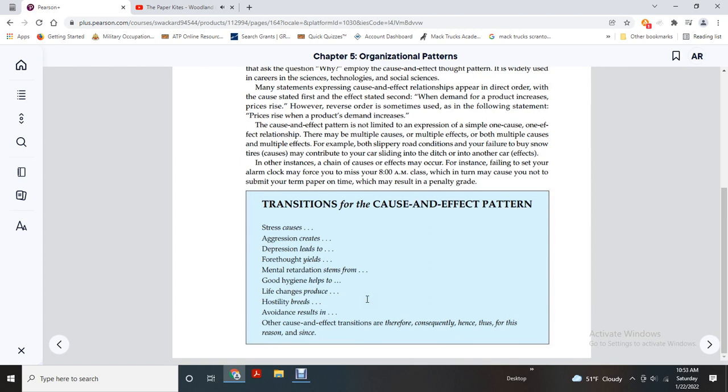Transitions for the cause and effect pattern. Cause transitions: stress causes aggression, creates depression, leads to forgetfulness, yields mental retardation, stems from poor hygiene, helps to produce life changes, produces hostility, produces avoidance, results in. Other cause and effect transitions: therefore, consequently, hence, thus, for this reason, and since. These are the transition words for cause and effect: cause, create, leads to, yields, stems from, helps to produce, breeds, results in, and therefore, consequently, hence, thus, for this reason, since.